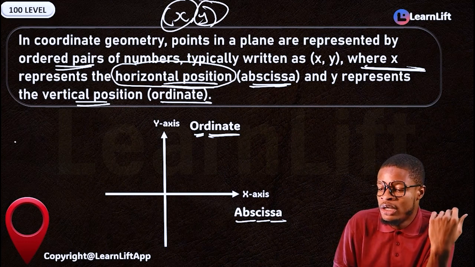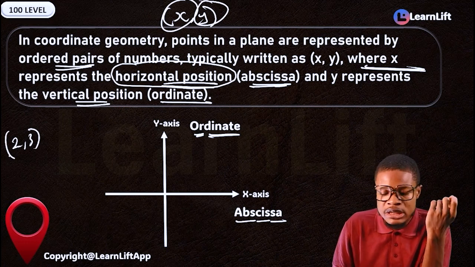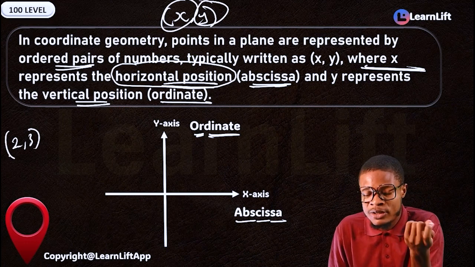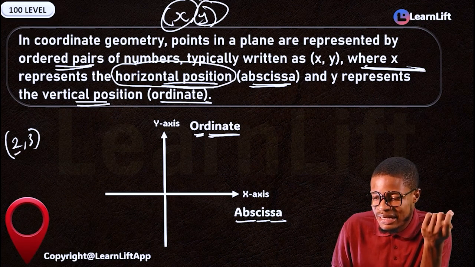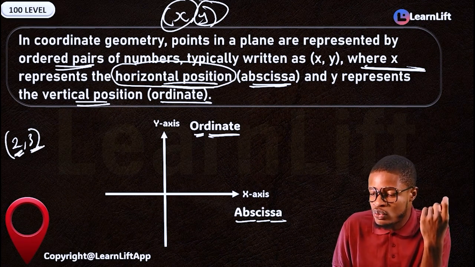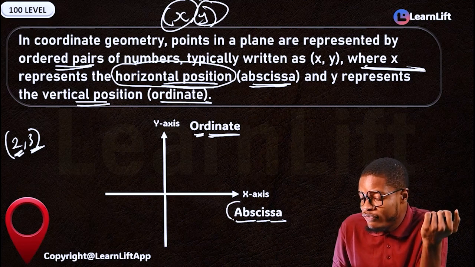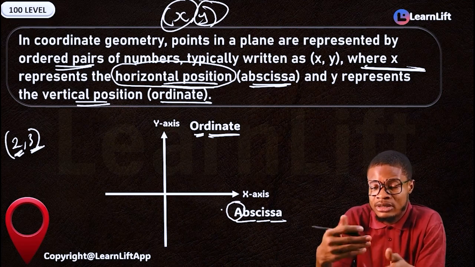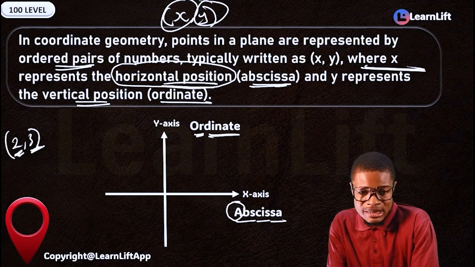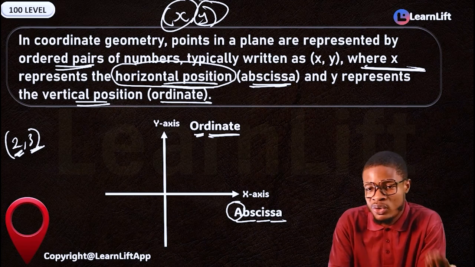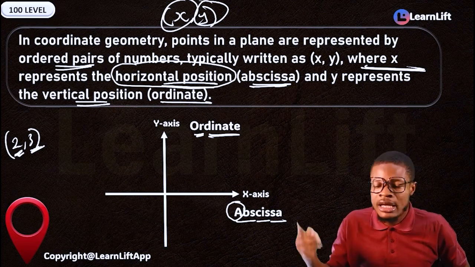For example, when they say 2, 3 as a point on the coordinate plane, what is the x there? X is 2, then the y is 3, since you always call x before y. Store this: the letter A comes first, and A is abscissa. Y is the ordinate. Just store that very fast.